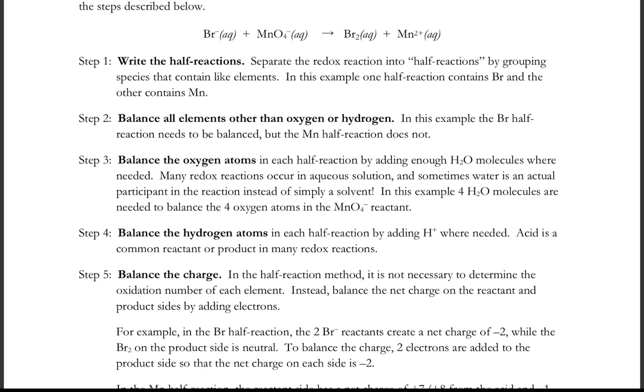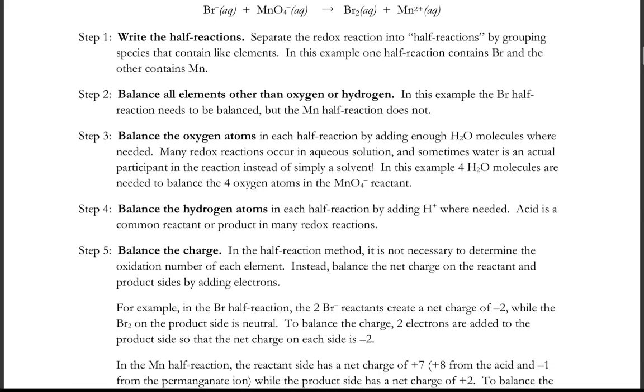Step 5, we balance the charge. Now we pay attention to the Br minus, the MnO4 minus, the Mn2 plus, and all the H plus. So we pay attention to the charge by bringing in electrons. It's a redox reaction. Electrons are given up by what's been oxidized. They're taken on by what's been reduced. So electrons are involved.